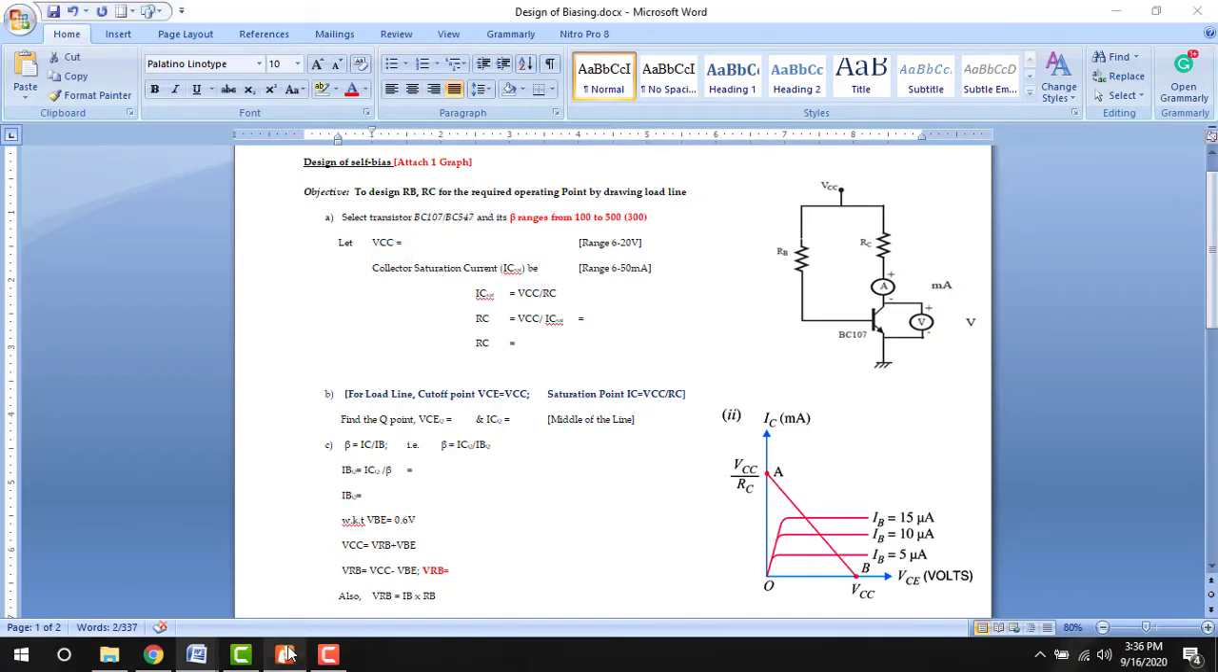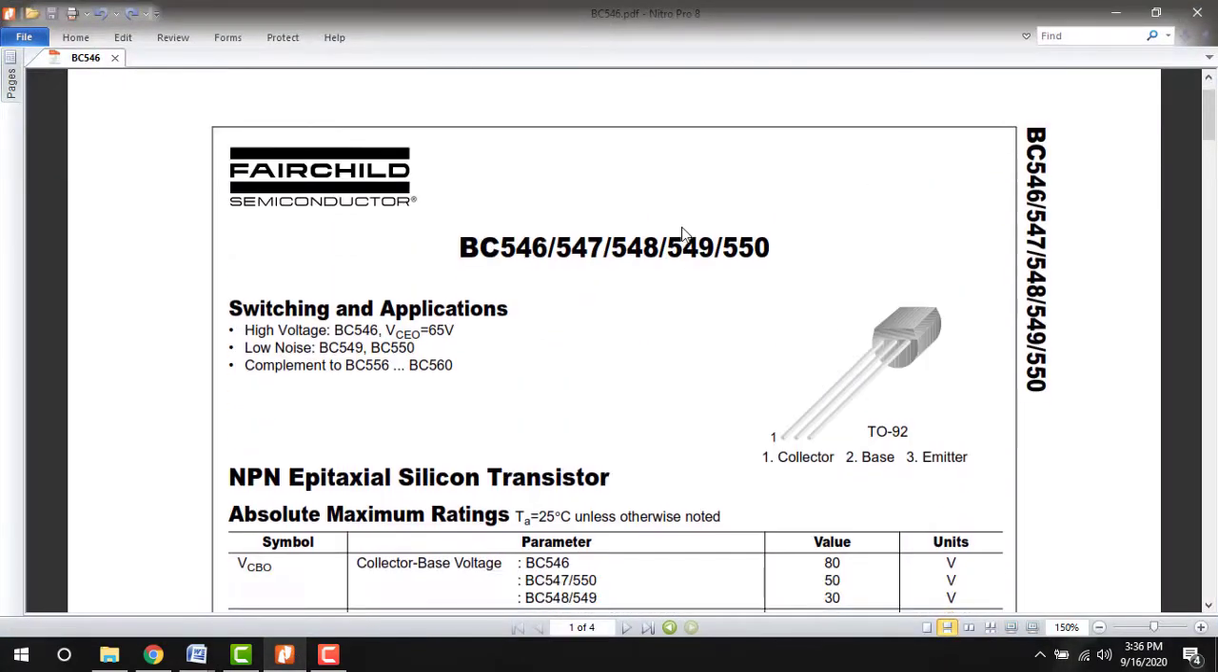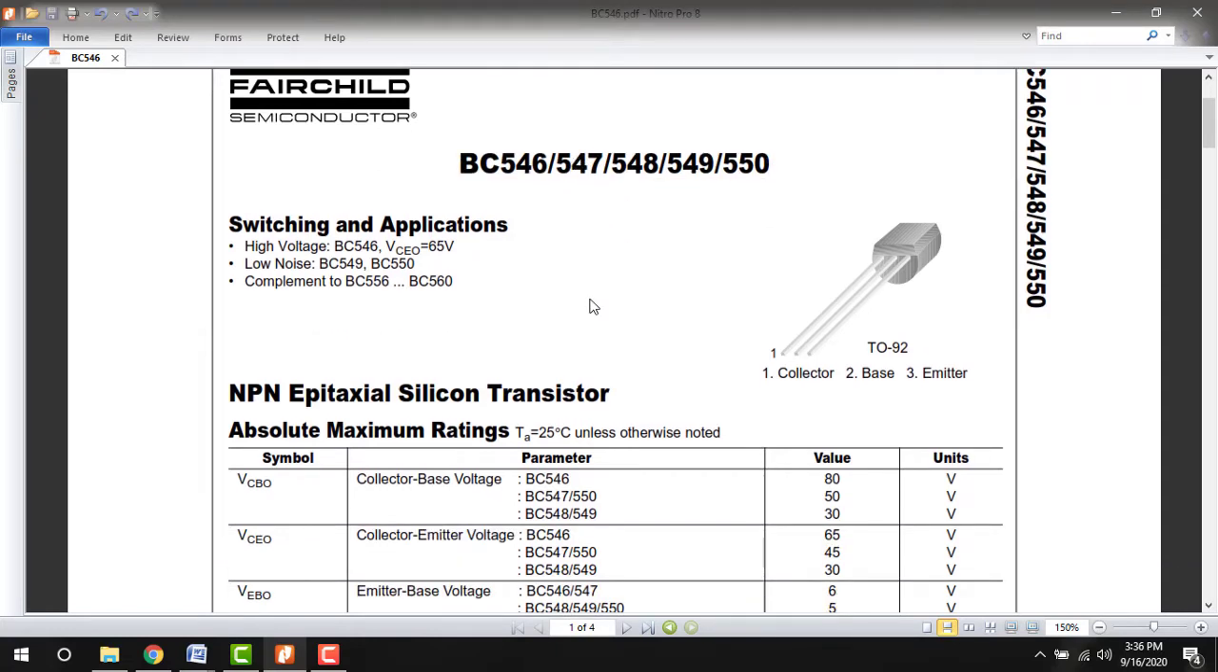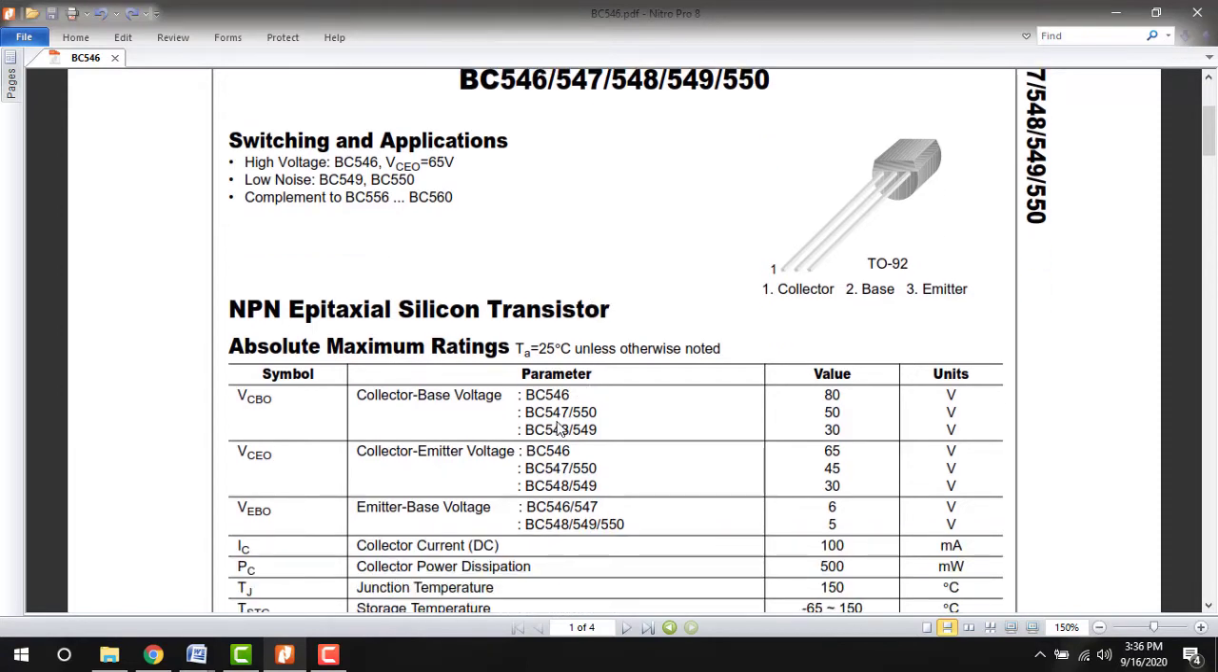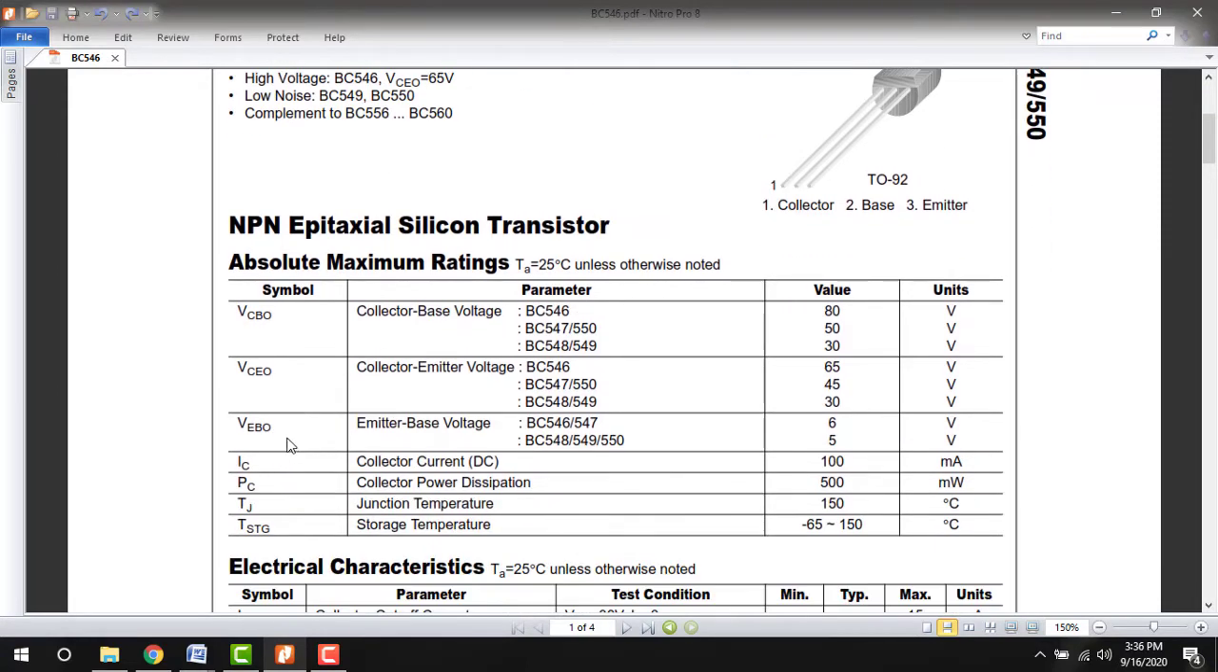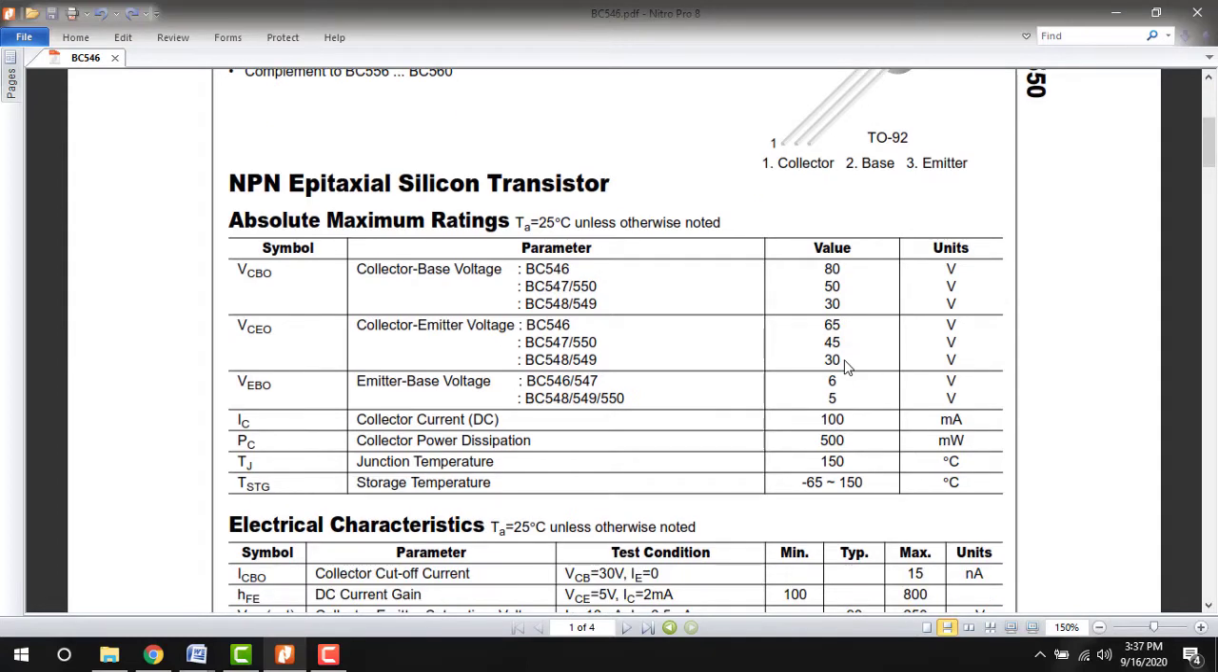For that we are going to refer to the transistor data sheet. We are using the BC547 transistor, which is a general purpose transistor. In this transistor, the collector to emitter voltage is 45 volts, and the maximum supply voltage we can apply is 50 volts. The maximum collector current is 100 milliamps, which is the operating voltage and current.